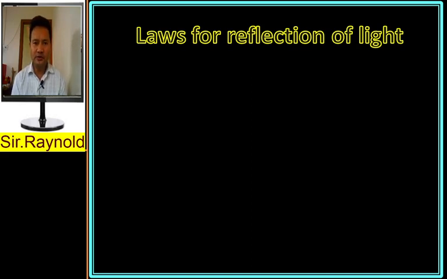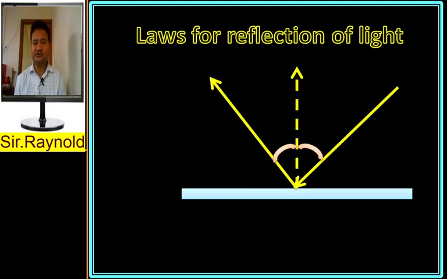Before we learn about these laws for the reflection of light, we have to again remember the ray diagram of the reflection of light, which I have shown you in the last class. So let's have a look at this ray diagram. If you remember, this is called the incident ray, this is the normal, this is the reflected ray, this is the angle of incidence, and this is the angle of reflection. And this is the surface from which it is reflected, or I will say bounces back.